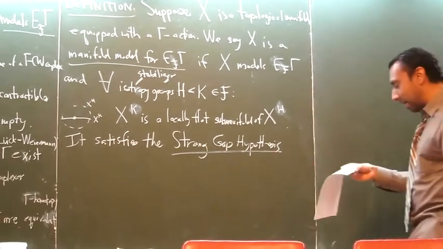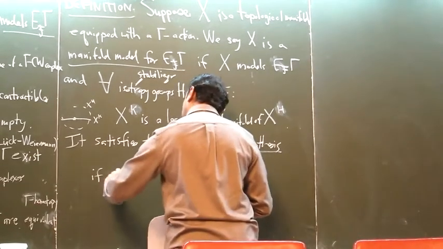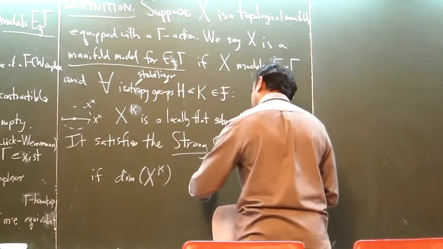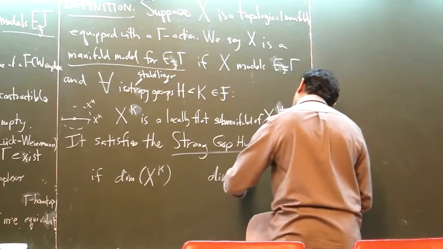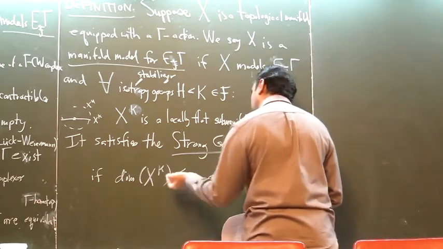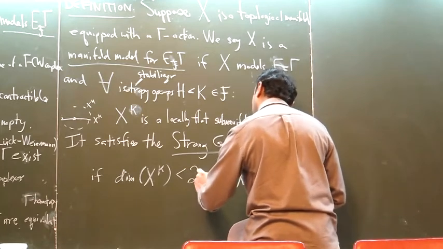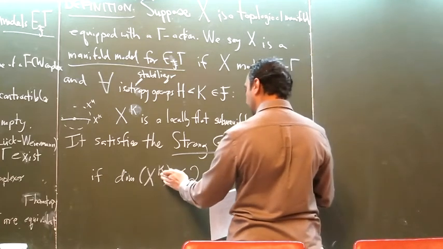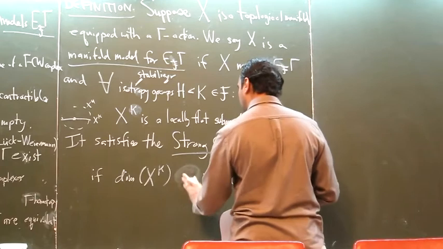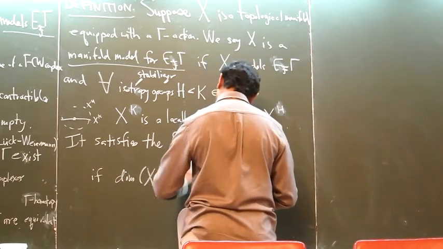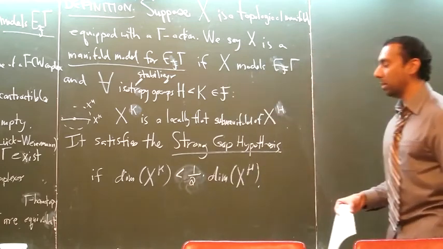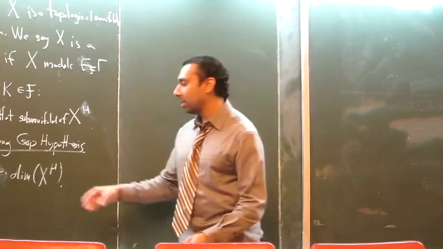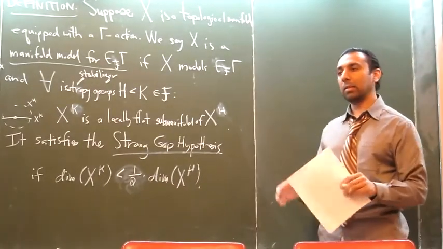It satisfies the strong gap hypothesis if the dimension of this related to the dimension of this is, of course, this is less, but to be less than... Did I get that right? No. If the dimension of the fixed set is less than one half the dimension of the manifold. This will be convenient to avoid self-intersections.